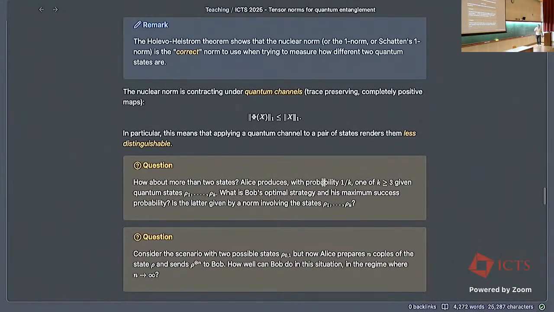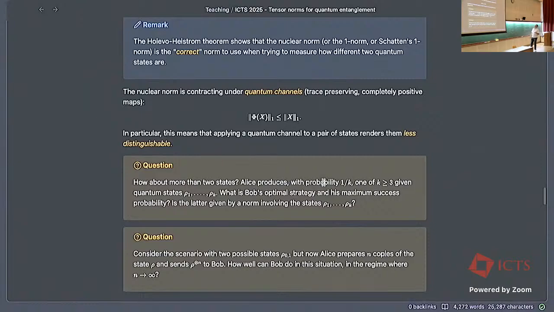So let me leave you with two questions. Here we discussed the problem where you want to distinguish two quantum states. What happens if I want to distinguish k quantum states? Alice prepares rho 1, rho 2, rho 3, up to rho k, with probability, let's say, 1 over k. Let's think about the unbiased case. She sends this prepared state to Bob, and Bob has to guess what state Alice prepared. Was it number 1, number 2, up to number k?